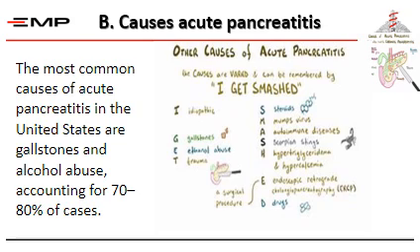I, idiopathic; G, gallstones; E, ethanol abuse; T, trauma; S, steroids; M, mumps virus; A, autoimmune disease; S, scorpion sting; H, hypertriglyceridemia or hypercalcemia; E, endoscopic retrograde cholangiopancreatography, ERCP, or surgical procedure; D, drugs.